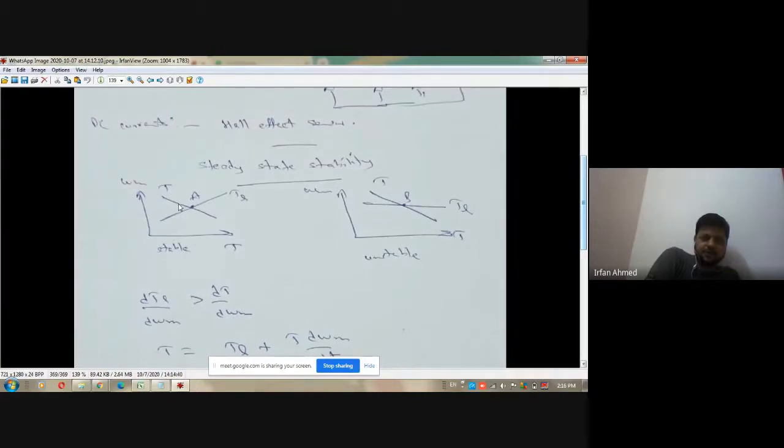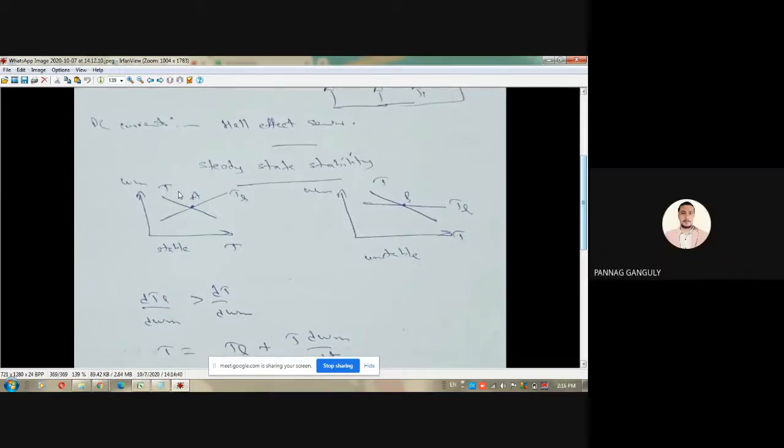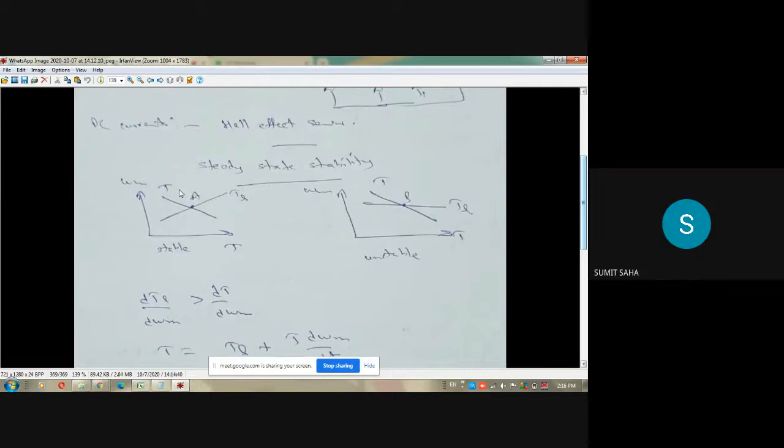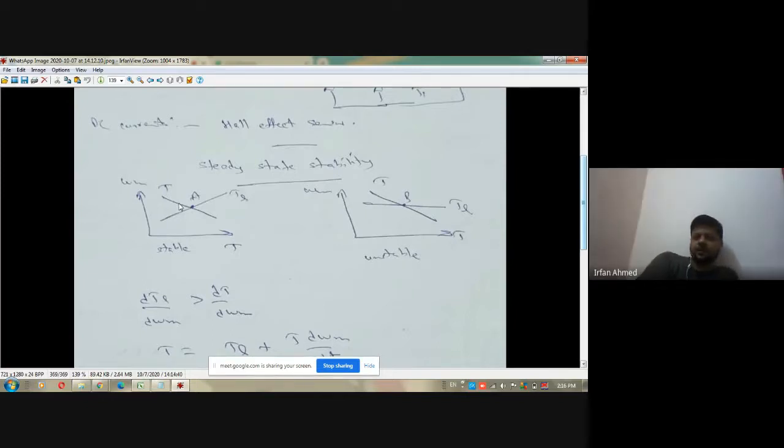Now at this point, what happens? The speed has increased. At this point, the load torque is higher than the motor torque, so the speed will again decrease, and it will come back to the original equilibrium point. The same thing happens when the speed decreases.